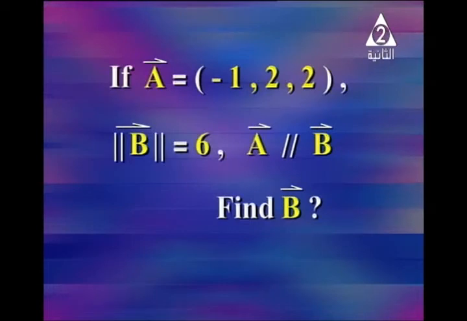Dear student, remember, what is the given? We have A vector equals negative 1, 2, 2, and norm of B vector equals 6. Also, from the given, A vector is parallel to B vector. The required is to find B vector. Solution.